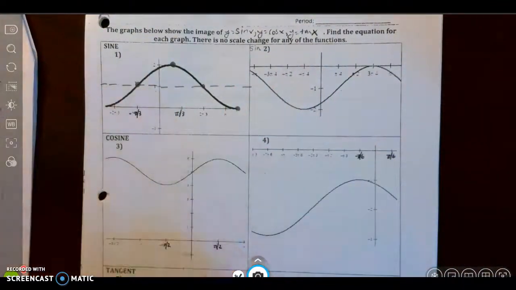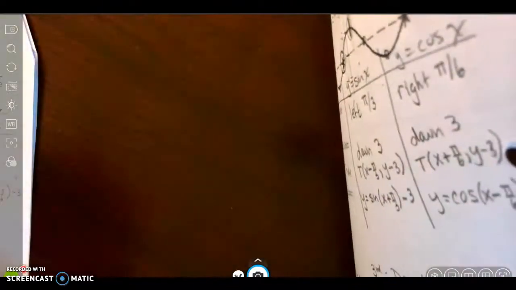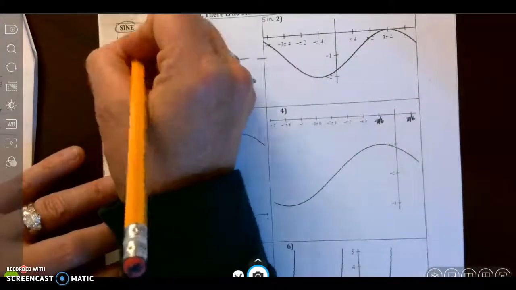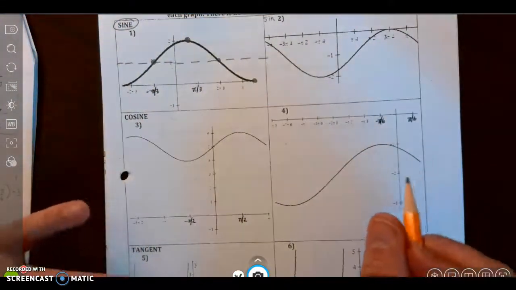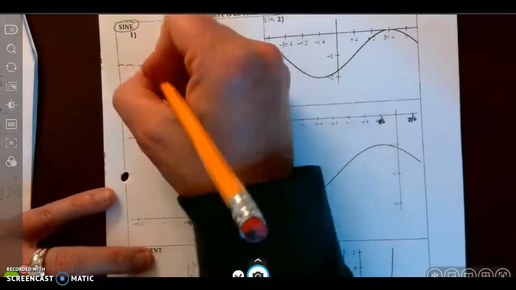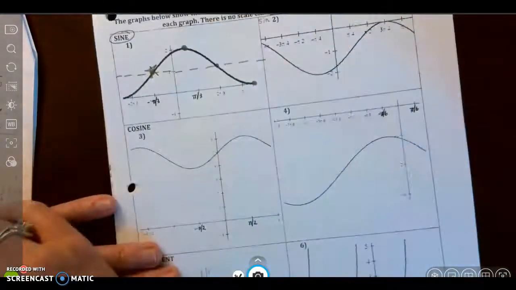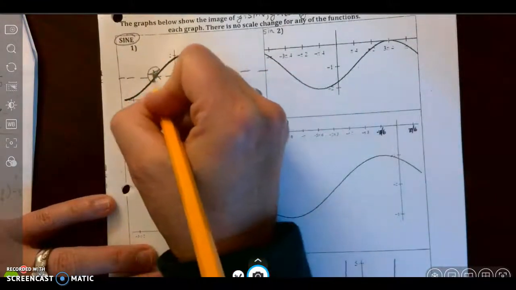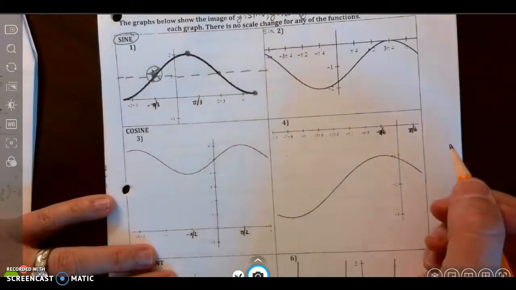All right, my next step says to draw or label my starting point. Now I only have to focus on sine. And remember, sine starts on the axis and goes up, which would be right here on the axis and goes up. So that's my starting point for sine.